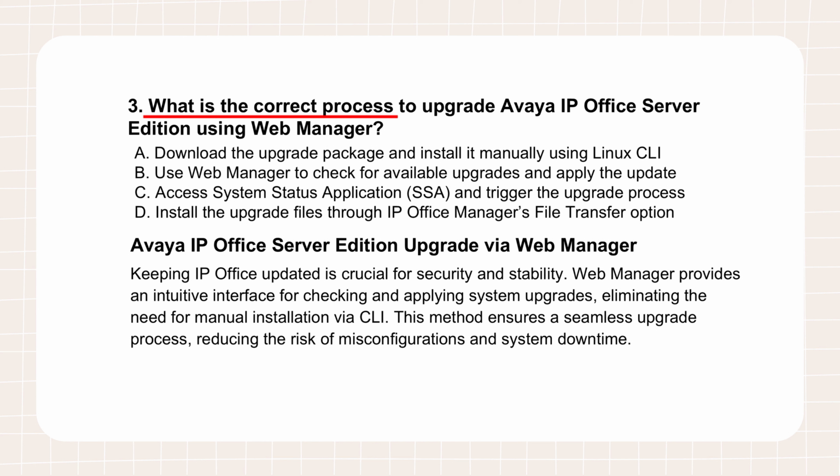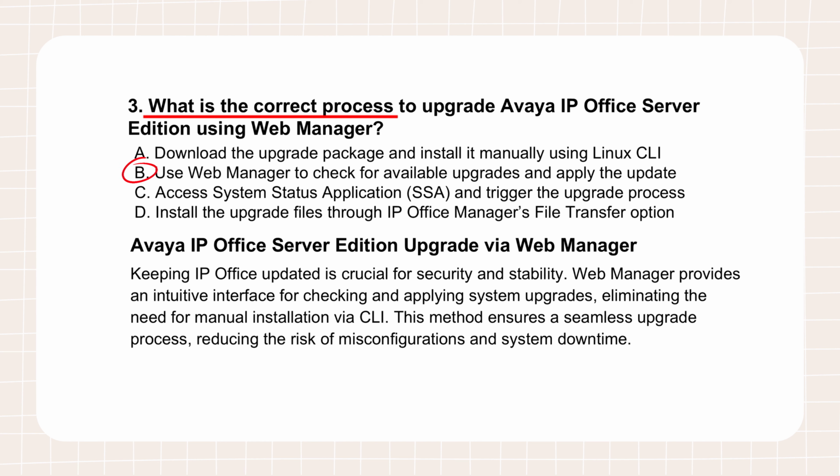The options are Manual CLI, Web Manager Update SSA, and IP Office Manager File Transfer. This sounds like it should be the most straightforward way, right? It really is. The recommended and frankly simplest method for upgrading Avaya IP Office Server Edition is to use the Web Manager. You check for available upgrades through that interface and then apply the update directly from there.